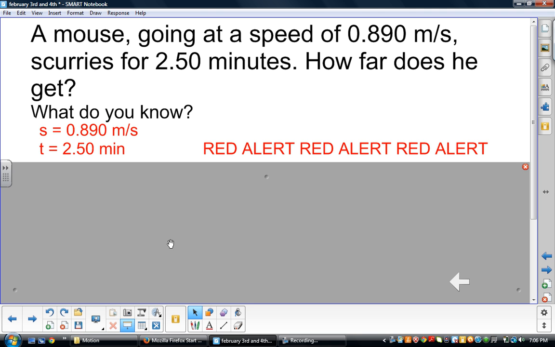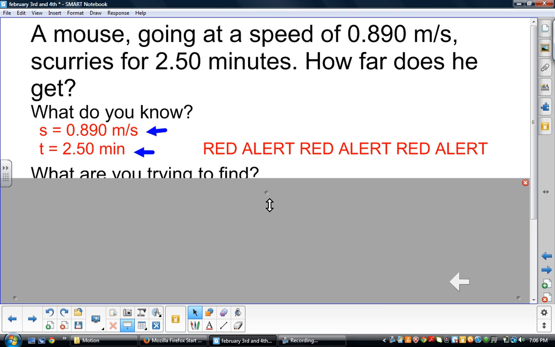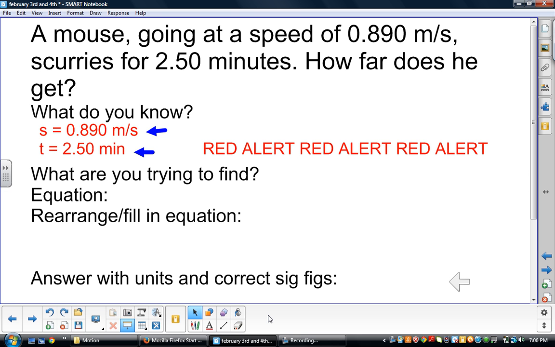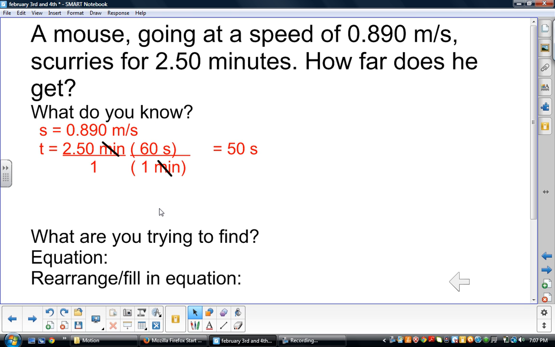Here's what it is. Our speed is using meters per second, and our time is given to us in minutes. That will not work. We have to solve that problem before we can go on to the next steps. How are we going to do that? We're going to use dimensional analysis.